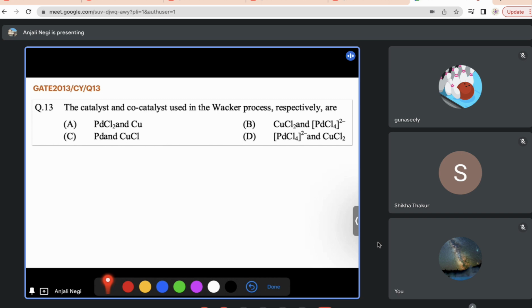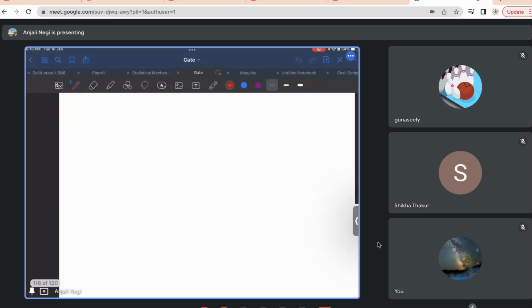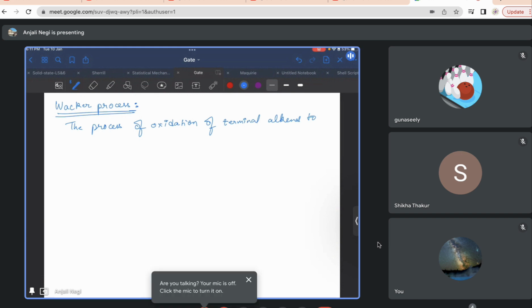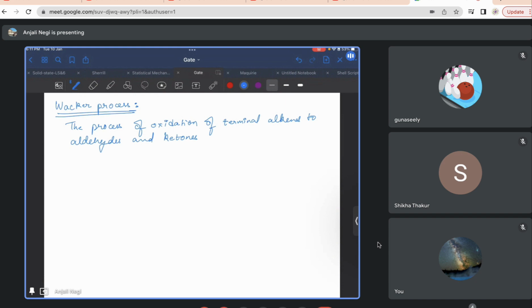So I'll just go back. Basically the Wacker process is an oxidation process, and it is used for the oxidation of terminal alkenes. So we will write it down: the process of oxidation of terminal alkenes. The oxidation of alkene will convert them into either aldehydes or ketones.